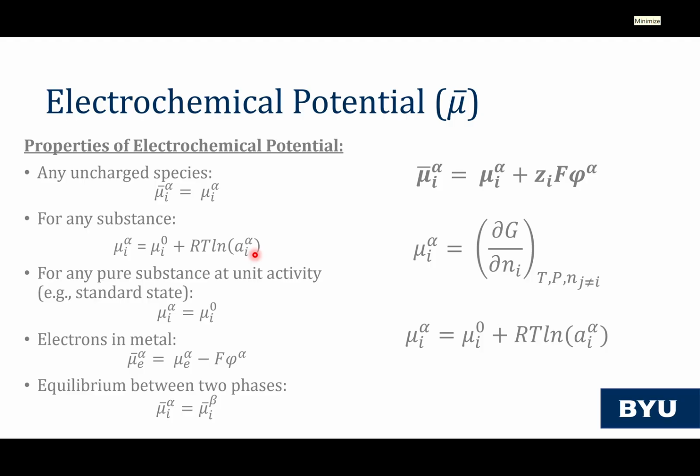If it's a pure substance, then we'd say that our activity is equal to 1, and that would make it so that our chemical potential is equal to the reference state. And then we can write out what would be the electrochemical potential for electrons in metals? Well, then we'd have our chemical potential of the electrons, and then we'd subtract off Faraday's constant times the electric field. Another thing is that the equilibrium between two phases for a certain species, the driving force for this equilibrium, is that the electrochemical potentials become equal to each other.